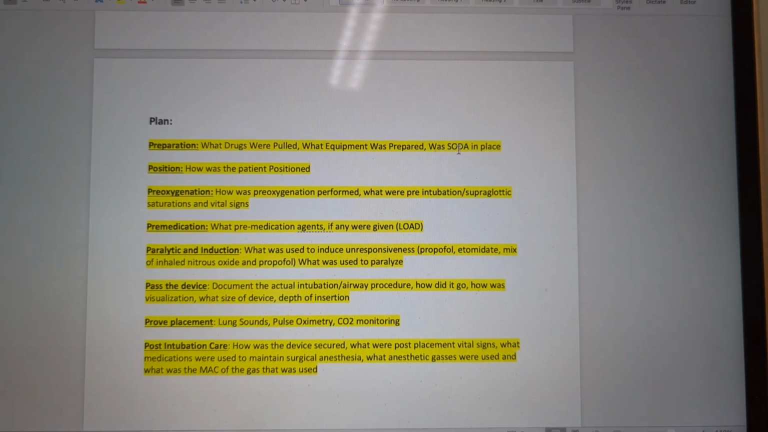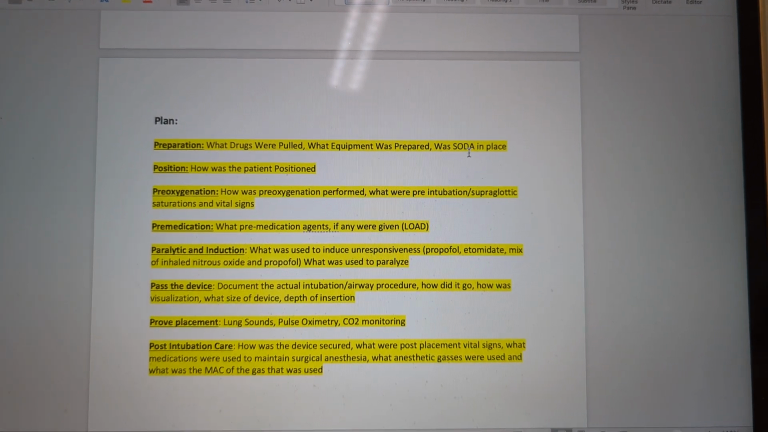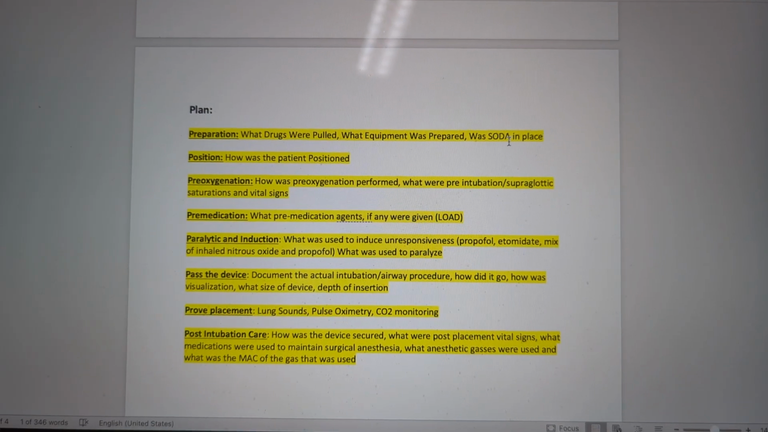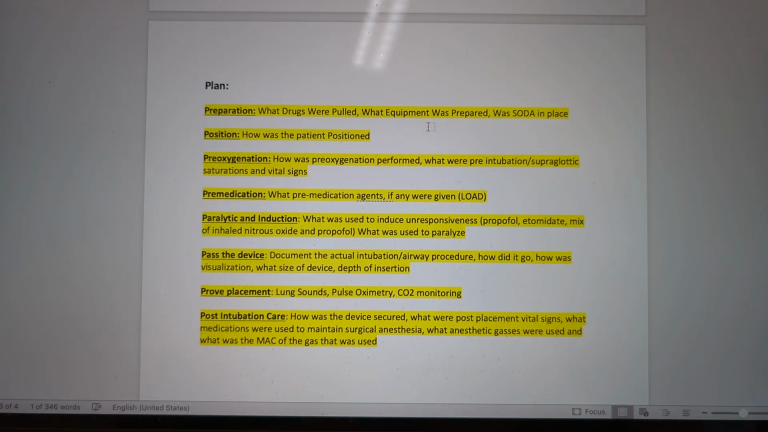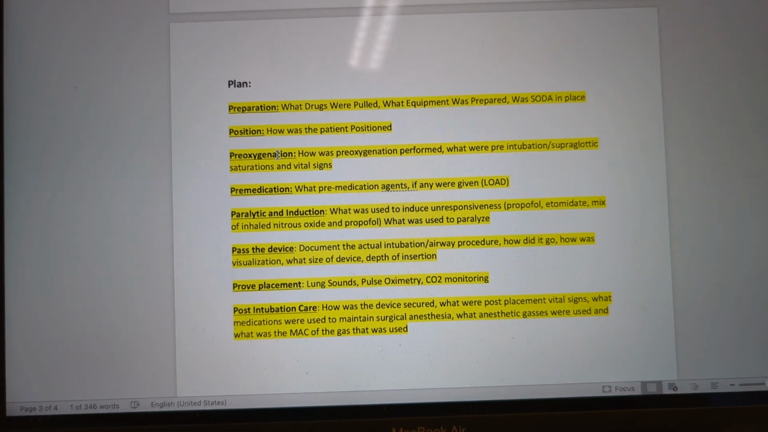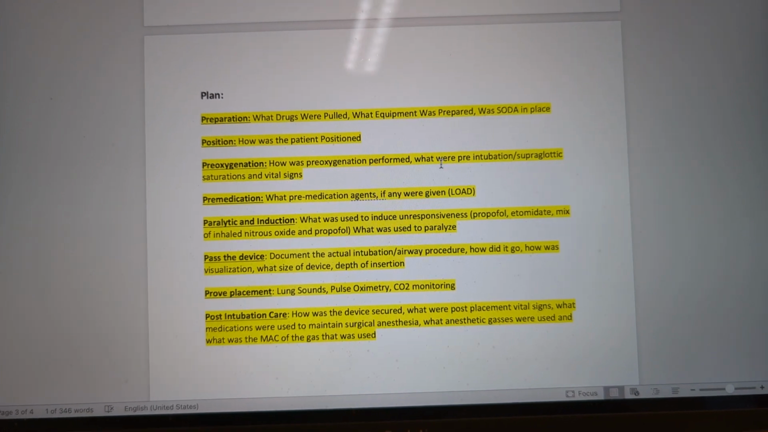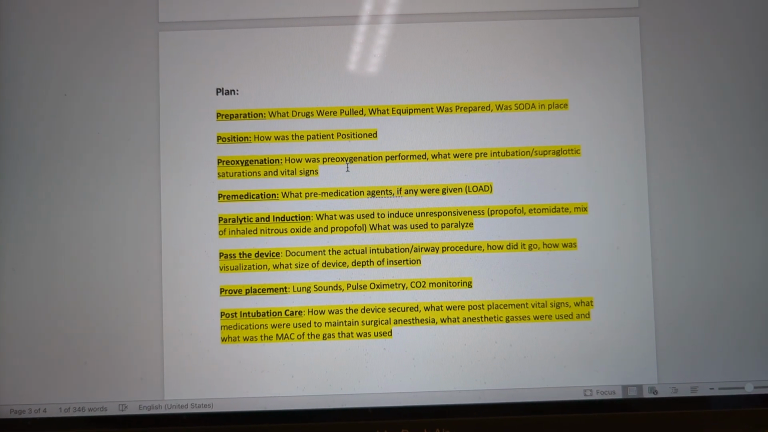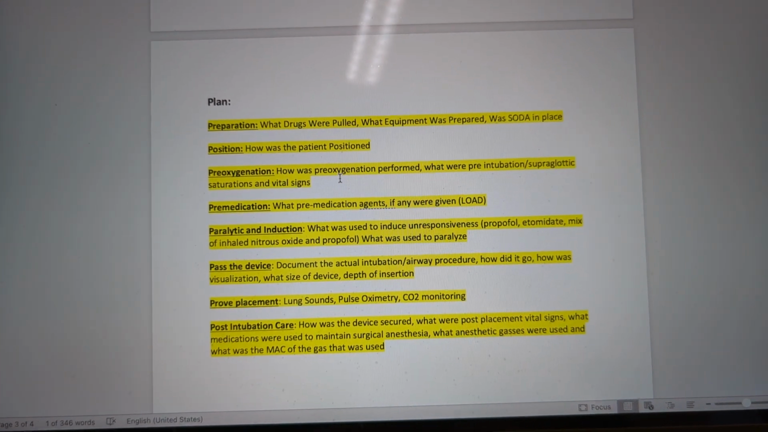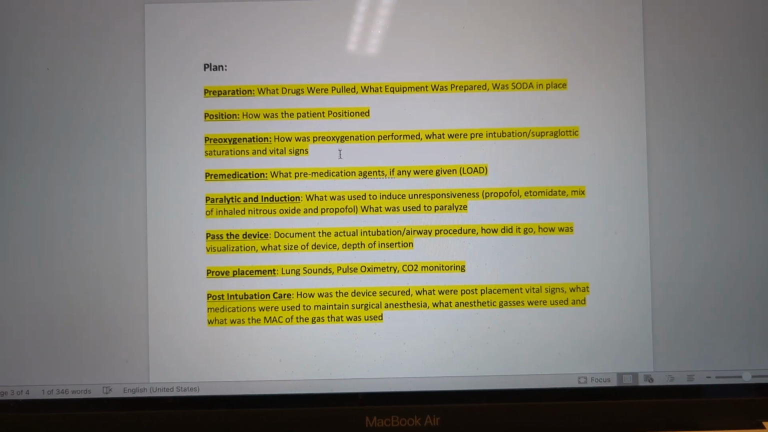Was SOAP in place? Remember SOAP, suction ready to go. Oxygen delivery devices. What drugs and what airways were out, to include backup airways and difficult airway options. Position, how was this patient positioned? Pre-oxygenation, how was pre-oxygenation performed? What were the pre-intubation and supraglottic saturations? Because you may end up intubating, you may place a supraglottic airway, or you may use other less invasive techniques for maintaining airway during a monitored anesthesia care or general anesthesia case.